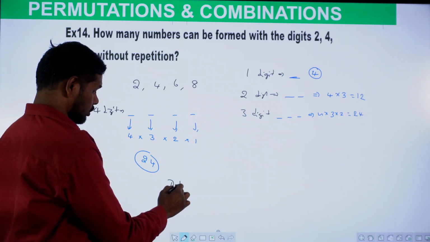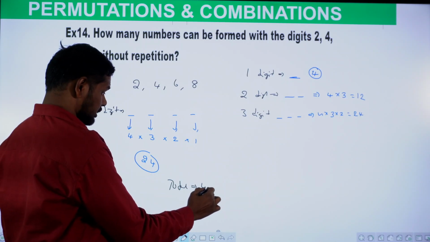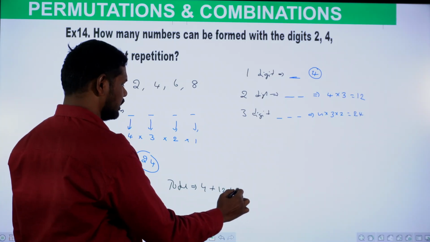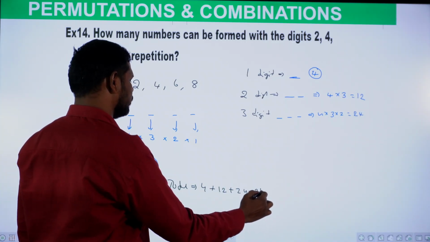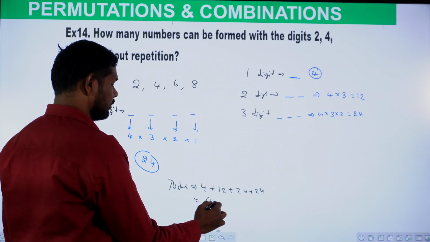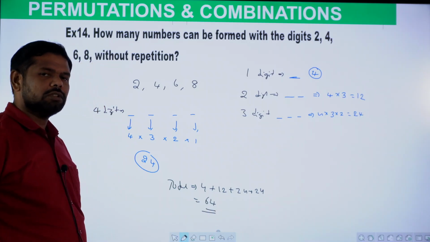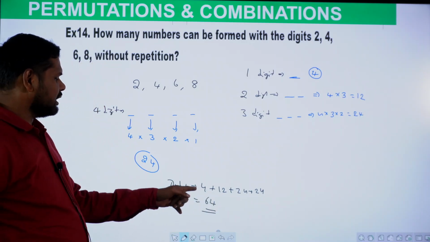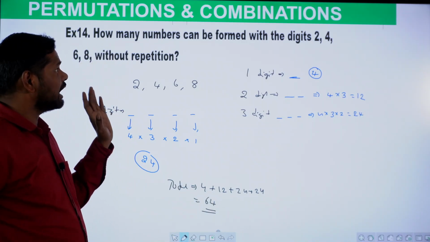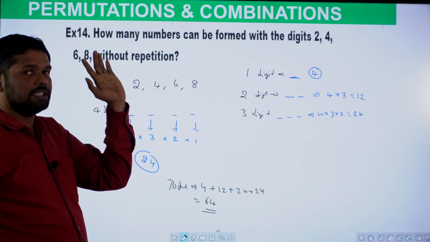Total numbers, how many? Single digit numbers are 4, 2 digit numbers are 12, 3 digit numbers are 24, 4 digit numbers are 24. Sorry, I said 20 earlier, it is 24. Total how many? 4, 12, 24, 24 add up to 64 numbers that can be formed using the given digits.